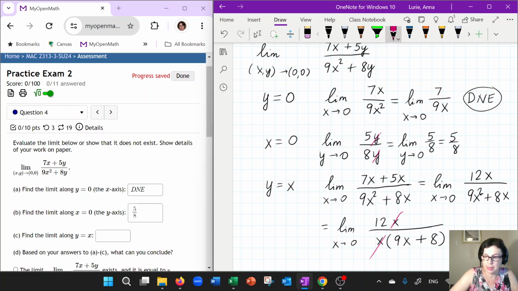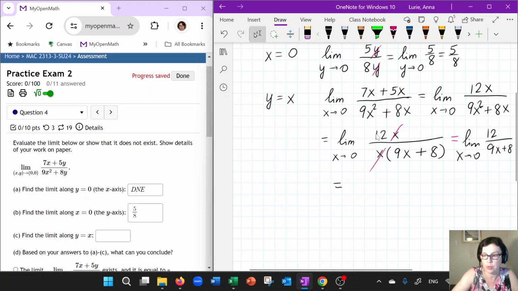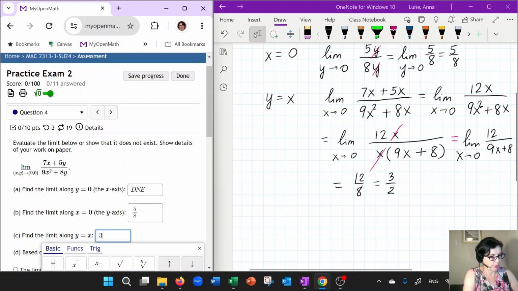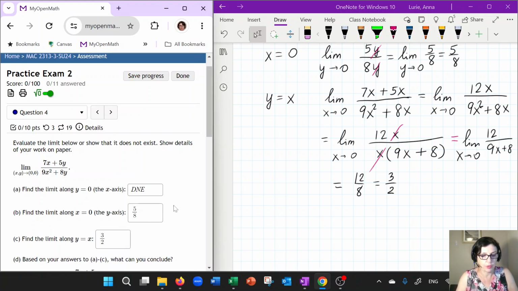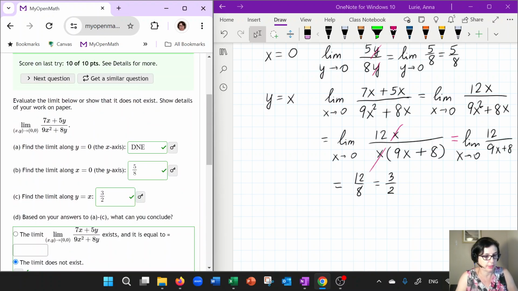So I'm not going to get 0 over 0 anymore. I'm just going to have 12 on the top and 9x plus 8 on the bottom, as x approaches 0. At this point, I can just plug in 0 for x because I don't have 0 over 0 anymore. That gives me 12 divided by 8, which simplifies to 3 over 2. Let's go ahead and fill that in. And of course, all of these are different, so there is no doubt in our minds that this limit does not exist.